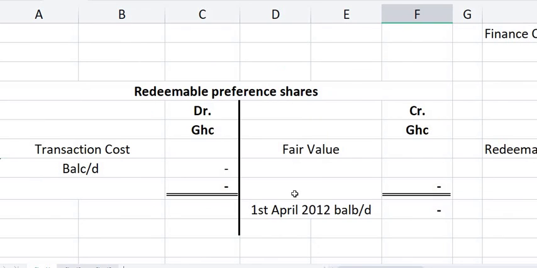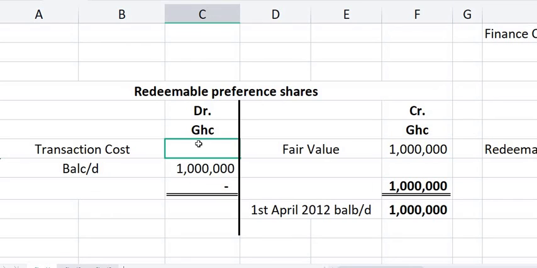I love to do the T account as well to give us a clearer view of it. Redeemable preference shares is a liability, so it has a credit balance. Since we debited cash, we credit redeemable preference shares with the 1 million. And then the transaction cost. Remember, we are debiting redeemable preference shares because the transaction cost is a deductible item, and we credit cash. So we debit redeemable preference shares with 100,000.